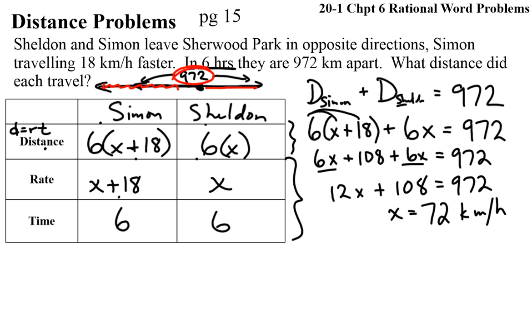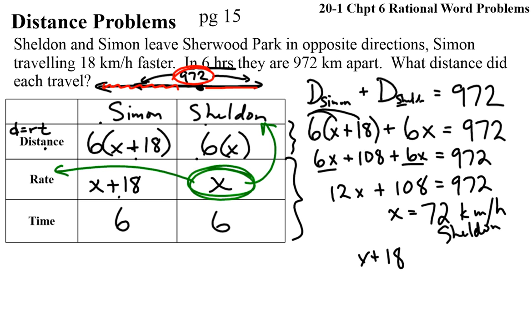But what does the x represent? We always want to go back. Here's x in our chart. It represents Sheldon's travel speed. So we know Sheldon is going 72 kilometers per hour. That's Sheldon. And therefore, x plus 18, 72 plus 18, is 90 kilometers per hour for Simon.